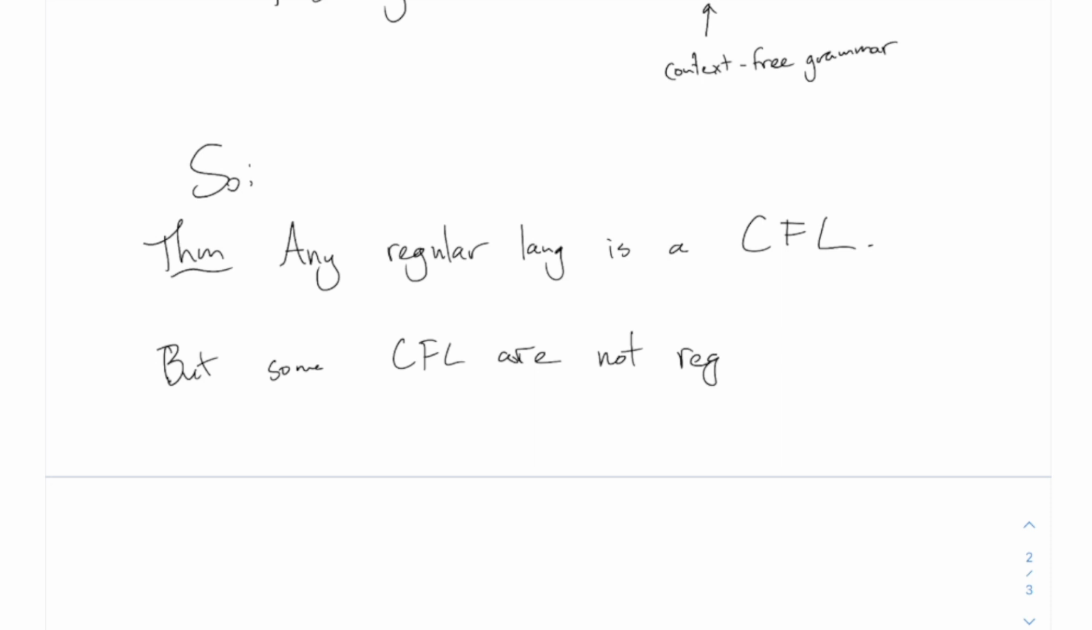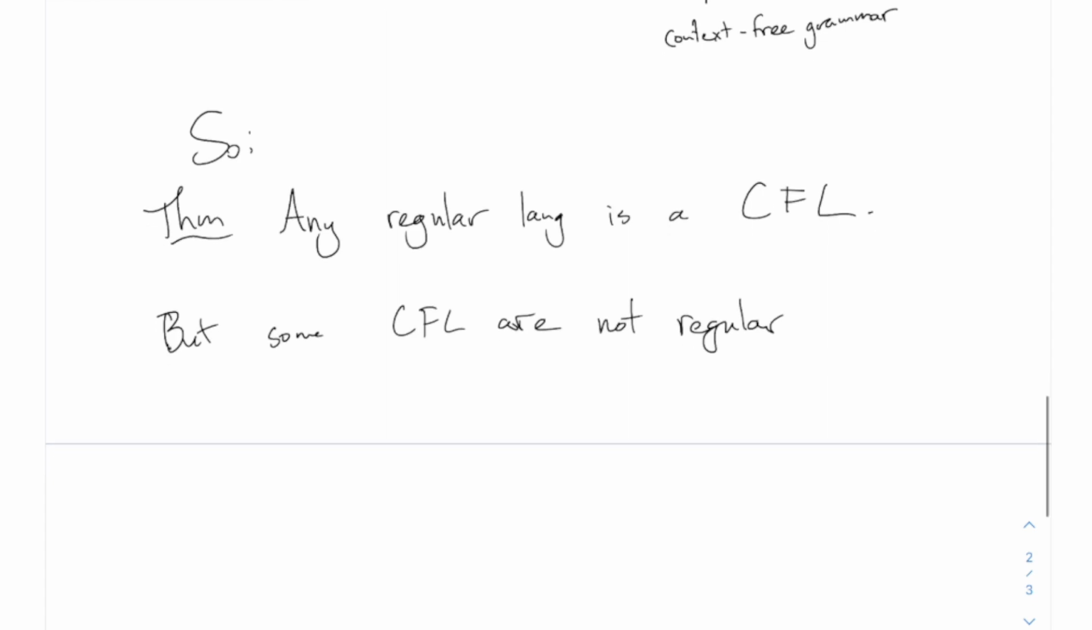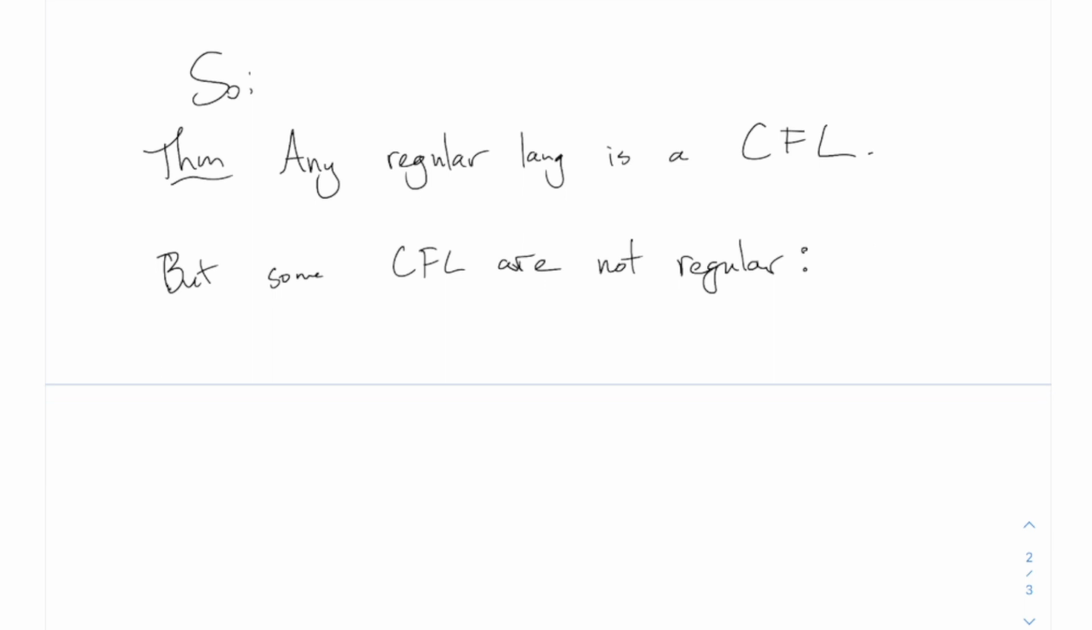Anybody remember? We actually have talked about examples of that. Yeah, right. So some context-free languages are not regular. The standard example is A to the n, B to the n. Remember, the grammar for this one is S goes to A S B, or epsilon. That grammar is context-free because the thing on the left-hand side is just a single non-terminal symbol.